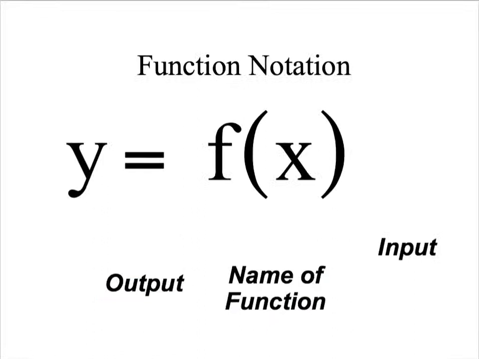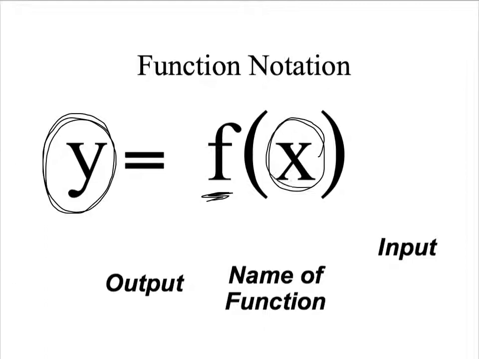Here's an example of function notation. This is really similar to what you've seen before, it just looks a little bit different. Here we have y, which is the output, like your answer, what comes out. F is the name of the function, and the x is the input, so what we're putting into the equation.